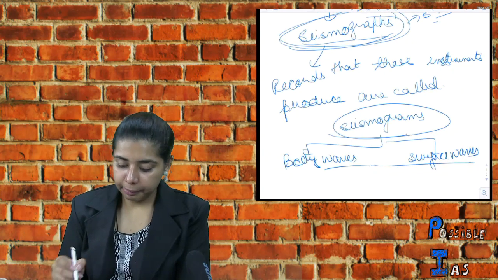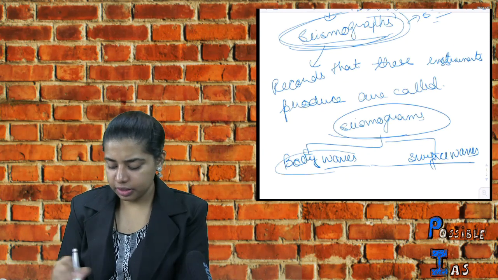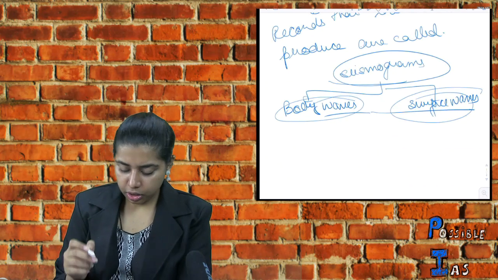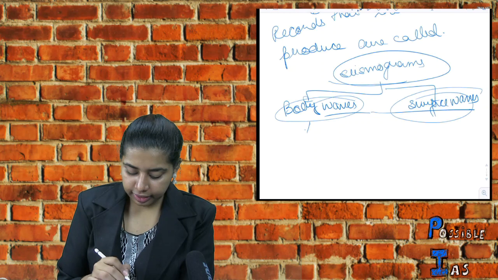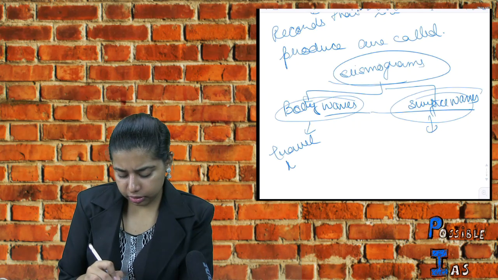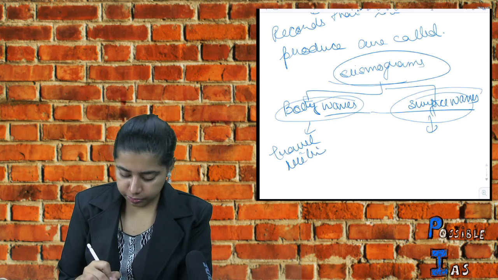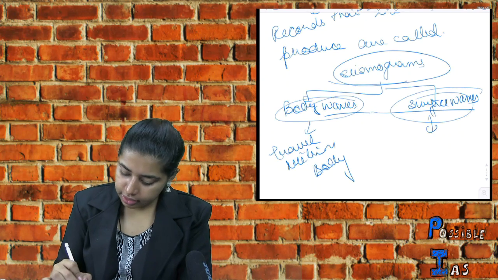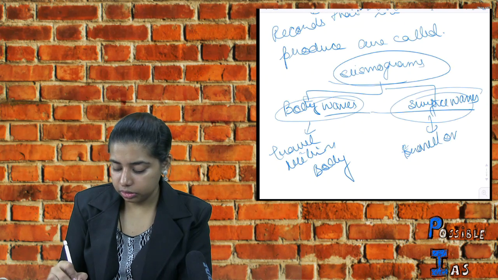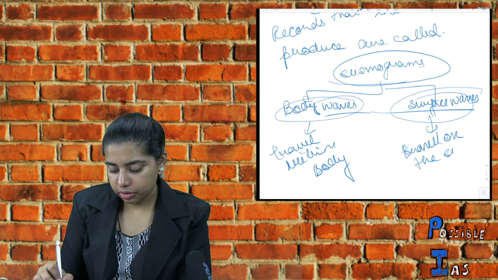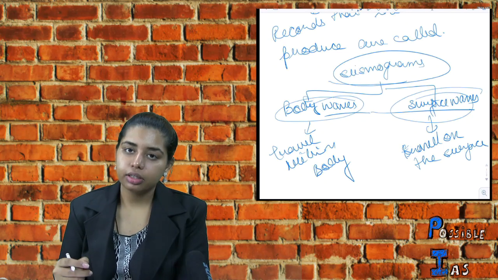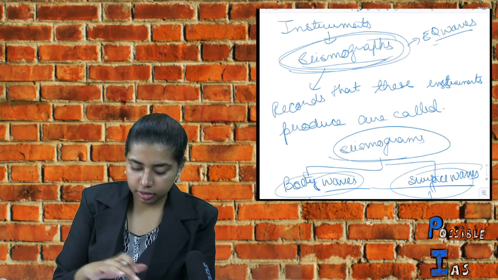So now again coming back to the waves, there are of two types, body waves and surface waves. So as the name suggests, body waves, they travel within the body, and the surface waves, they travel on the surface.